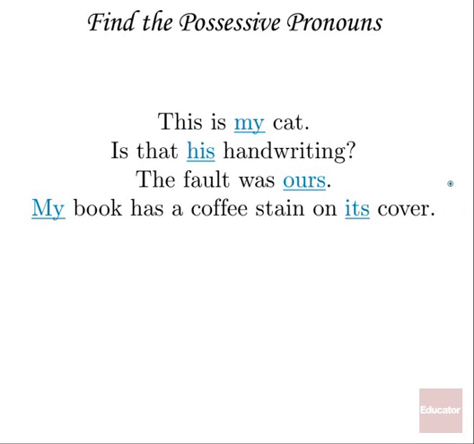And here we are. This is my cat. It indicates that I personally own the cat. Is that his handwriting? Once again, he owns the handwriting. The fault was ours. The fault belongs to us. My book, the book belongs to me, has a coffee stain on its cover. The cover belongs to the book. Note that they refer to the nearest antecedent. Book and my, of course, will refer to the speaker.